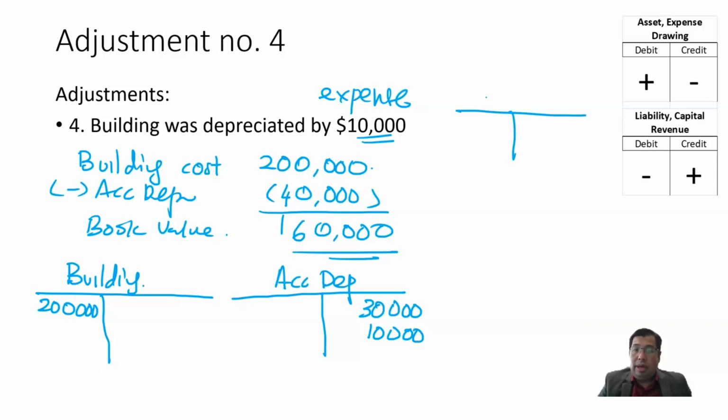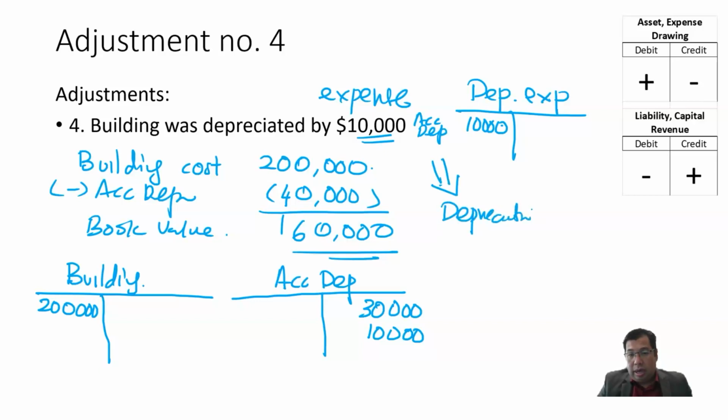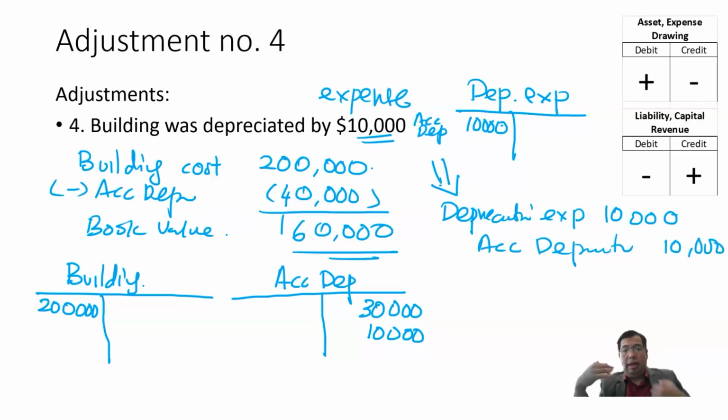So what we are going to do now is create one more account. We call it depreciation expense. This will go to your income statement. I'm going to debit here 10,000. So the answer will be: debit depreciation expense by 10,000 and credit accumulated depreciation by another 10,000.